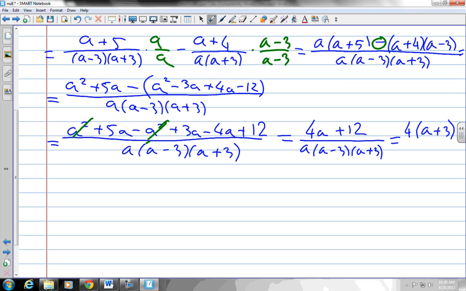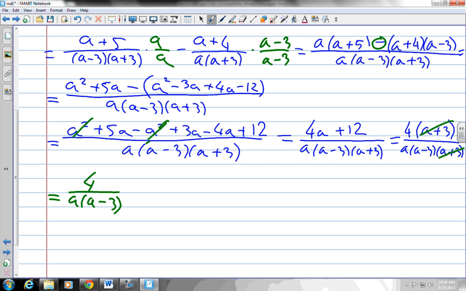Right? And now I can cancel the A plus 3's. Now A plus 3 is a factor of the numerator, and A plus 3 is a factor of the denominator, so I can reduce both by A plus 3. And then my final answer is 4 over A times A minus 3.